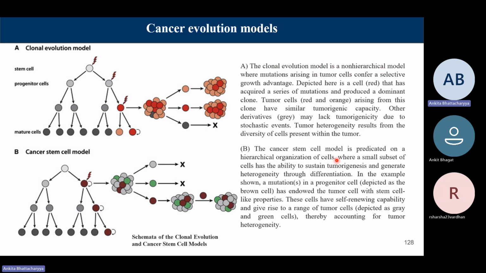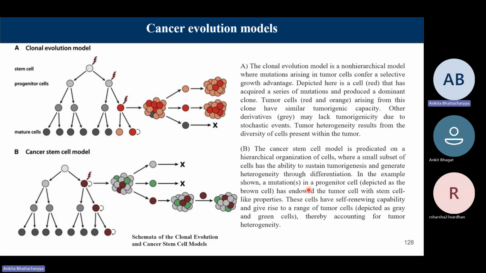This is a hierarchical model, and it depends on this organization of cells. Under this, a small subset of cells has the ability to sustain tumorigenesis and generate heterogeneity through differentiation. What does it mean? It means that they are undergoing modifications. They have the ability to be tumorigenic and they have the ability to create more heterogeneity. And that is because they are stem cells. So among the population of tumors, the stem cell will have the ability to divide and will have the ability to generate more and more diversity.